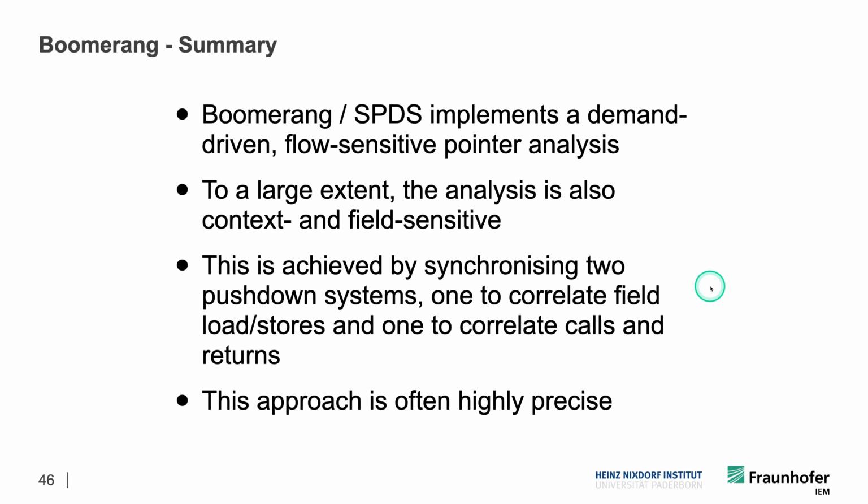But this is achieved by synchronizing two pushdown systems, one to correlate field loads and stores, and the other one to correlate calls and returns. And we basically execute both of them side by side and take the intersection in the end when we answer a query. And this is really what makes this both feasible but nonetheless precise. And that's all that I wanted to explain to you about Boomerang.